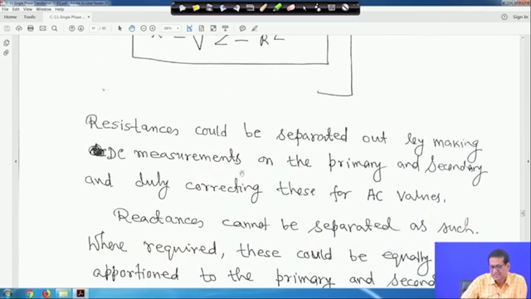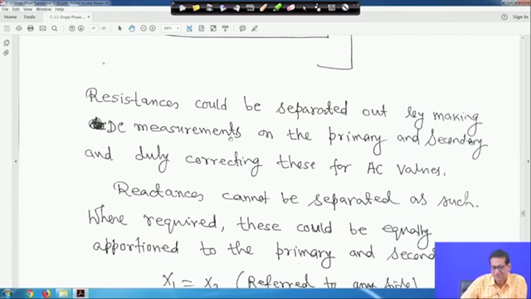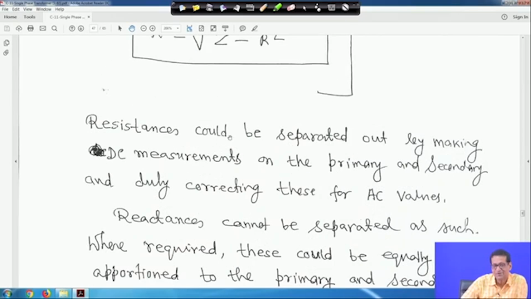Generally, resistance could be separated out by making DC measurement on the primary and secondary, and duly correcting this for AC values. This one I am not doing in this video course, but I am telling you to try to find out how to find the resistance. Suppose it is asked that for each side of the transformer winding you measure the resistance, how will you do this? That resistance could be separated out by making DC measurement on the primary and secondary, and duly correcting those for AC values. This you try to do now on your own.